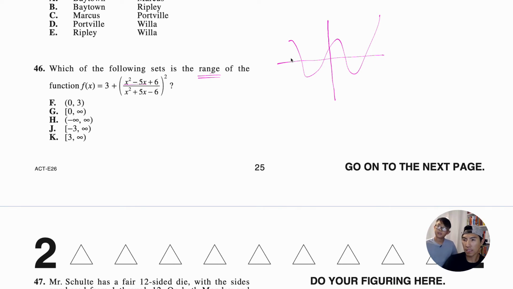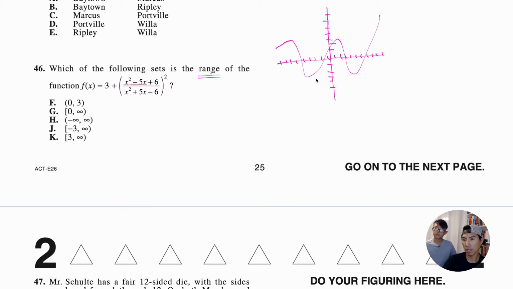The domain, and let's just say this just keeps going. The domain here would be all real numbers. It's every x value that gives you a y value. It's your input. It's whatever you put in. Your output, your range, is your output, right? So it's your y values.